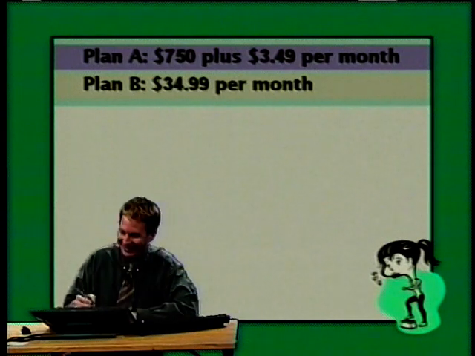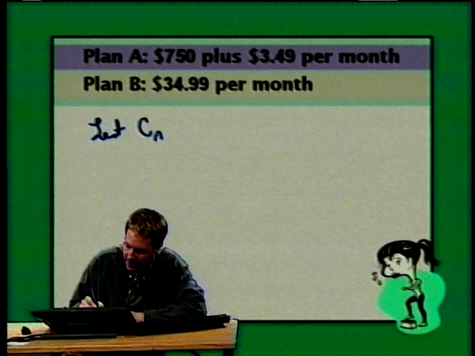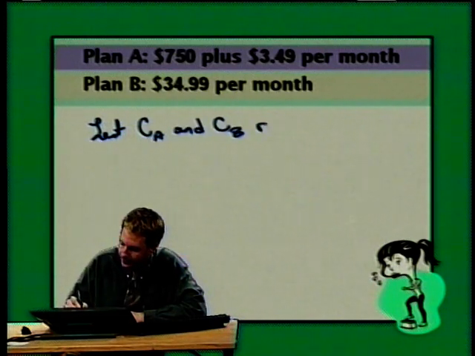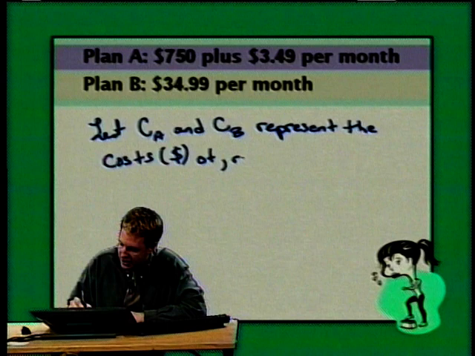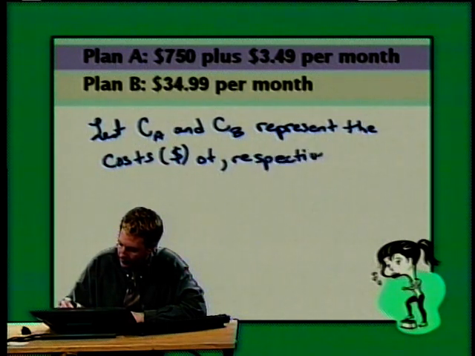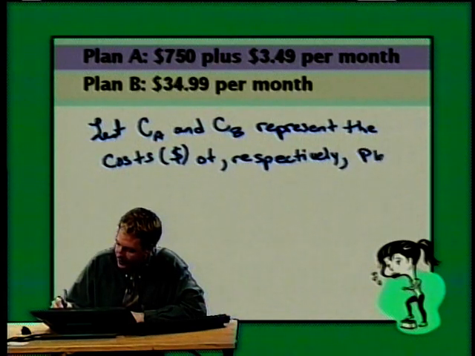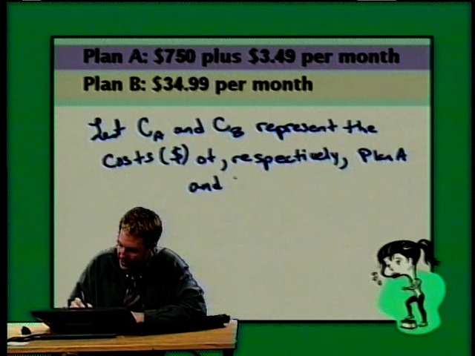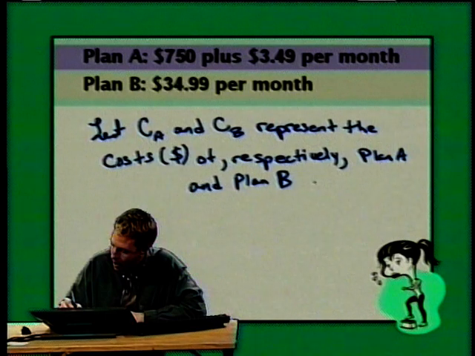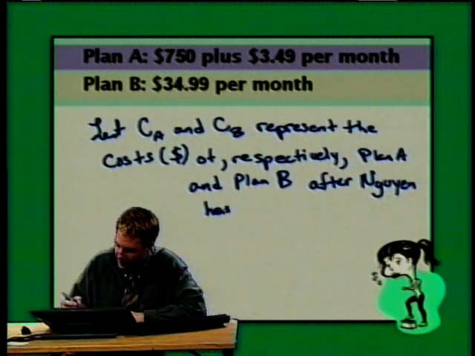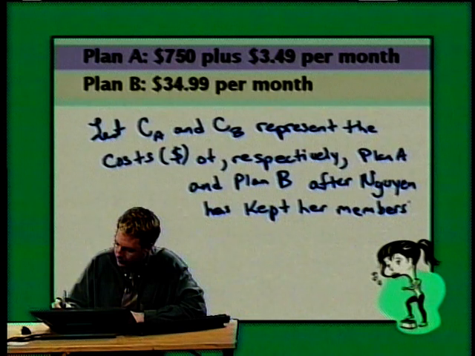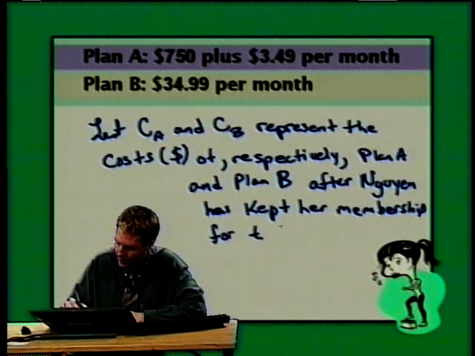Let's define some variables. Let's let C sub A and C sub B represent the costs, measured in dollars, of, respectively, plans A and B after Nguyen has kept her membership for t months.